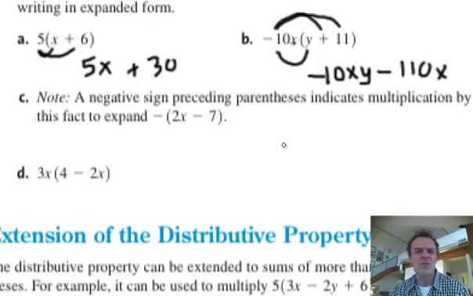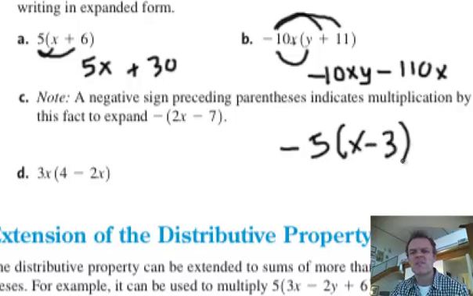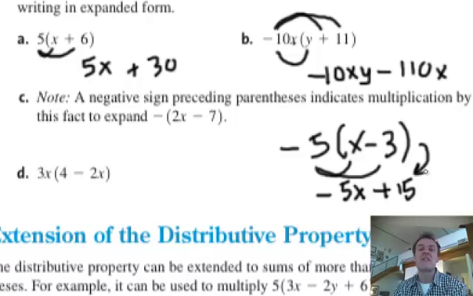I think that's all we really need to do. Let's just do some other ones with a negative. Supposing I say negative 5 times x minus 3. Let's keep it simple. Negative 5 times x is negative 5x, and negative 5 times negative 3 would be positive 15. So the answer right there is negative 5x plus 15, and that's the distributive law.